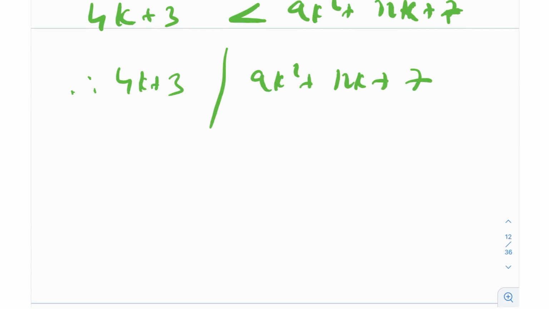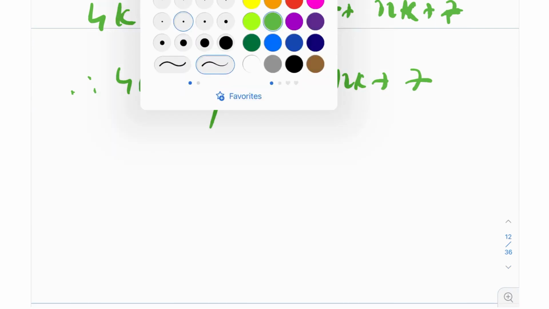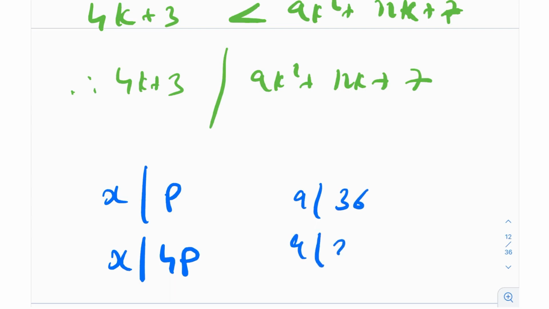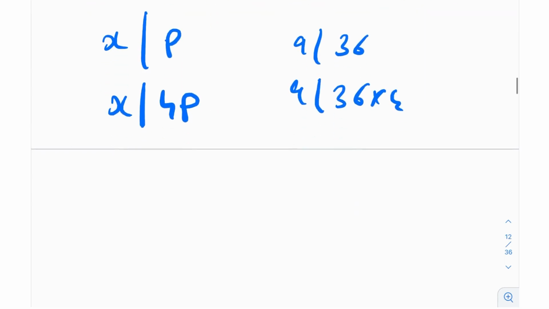Okay, so here comes the divisibility. Let's see how we can proceed with this. 4k plus 3 needs to divide this. So what can I do? For example, if x divides p, then can x divide 4p? Of course it will. For example, 9 divides 36. Will 9 divide 36 times 4? Of course it will. There's no doubt about that.